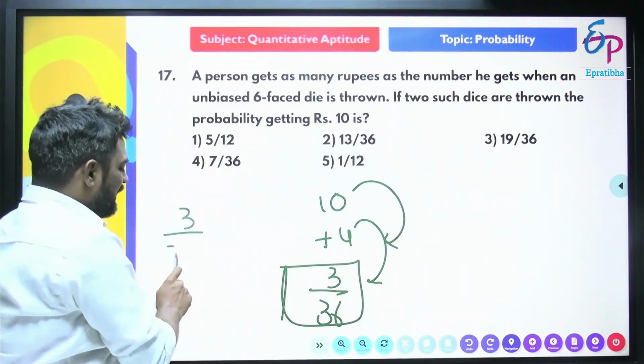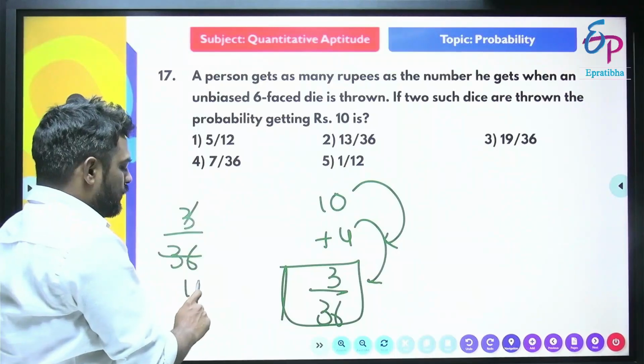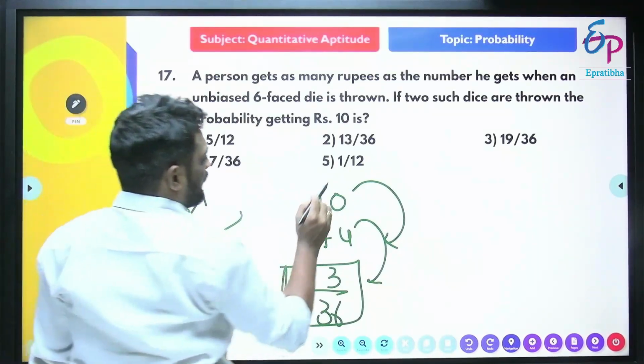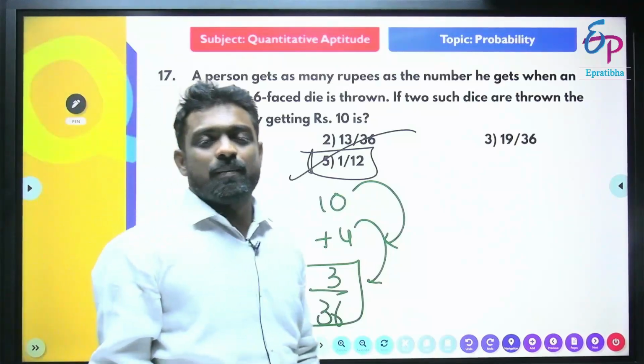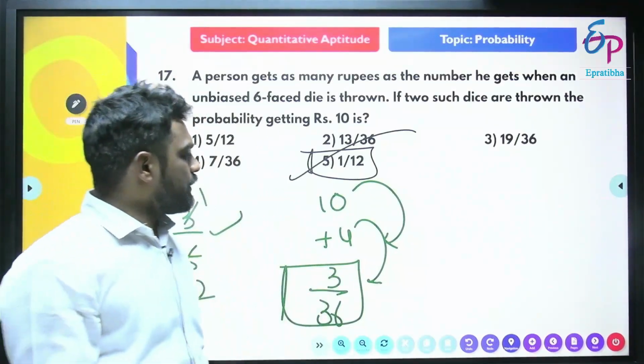But 3 by 36, if you cancel 3, 3 ones are 3, 3 twelves are 36, so it is 1 by 12. Where exactly is 1 by 12? Option number 5, which is 1 by 12. 1 by 12 is the absolute solution for the given question.